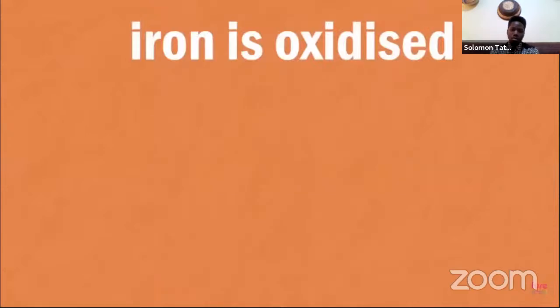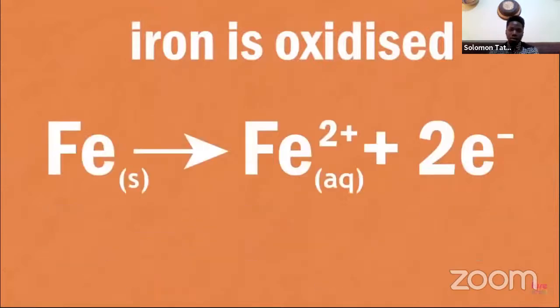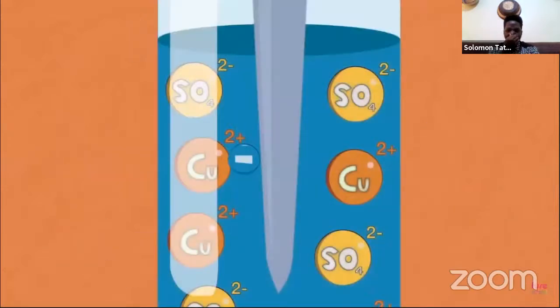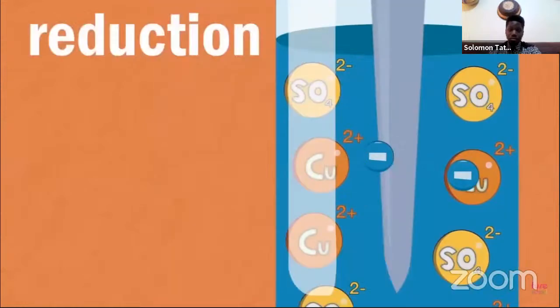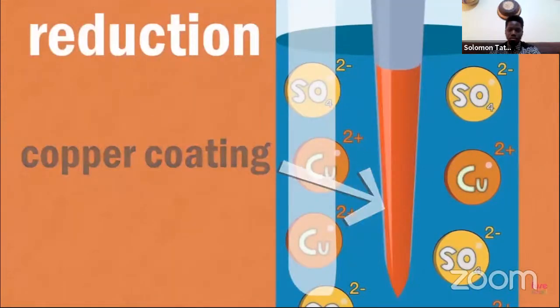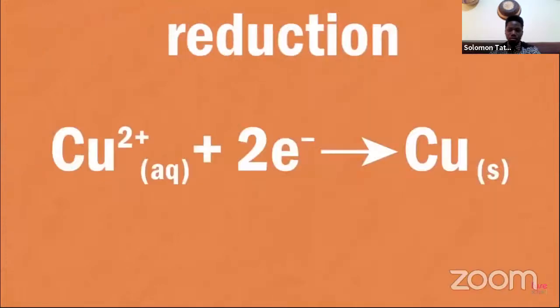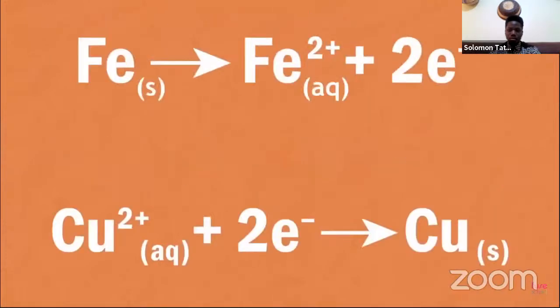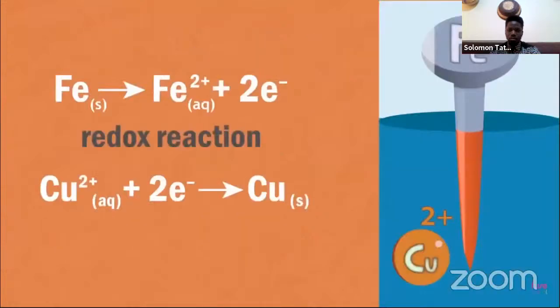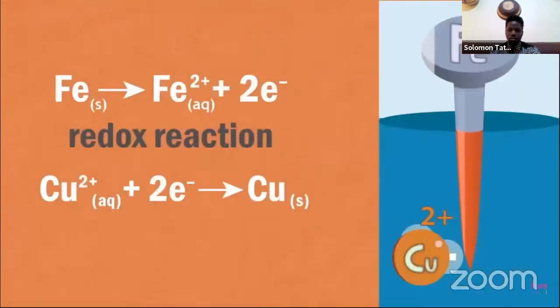The iron is oxidized as shown in the equation. The copper is less reactive, so its copper-2 plus ions are forced to accept these electrons. This is called reduction. As a result, copper metal is produced and coats the nail, as shown in the reaction. These two processes happen simultaneously in something called a redox reaction.